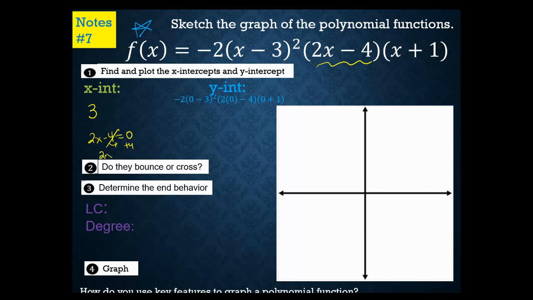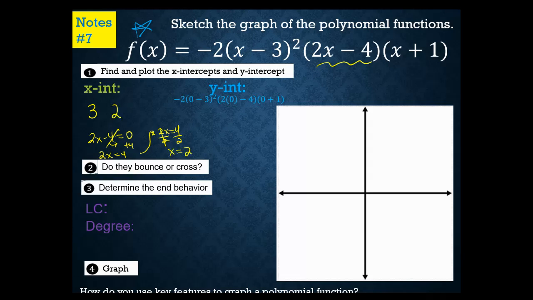And then it would say 2x equals 4. I need some more room, so I'm going to move it up here. So 2x equals 4, divide by 2's. So x is equal to 2. So another intercept is at 2.